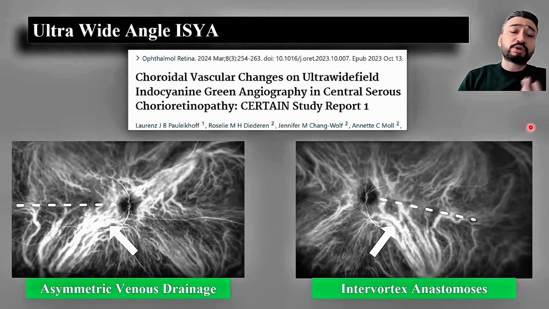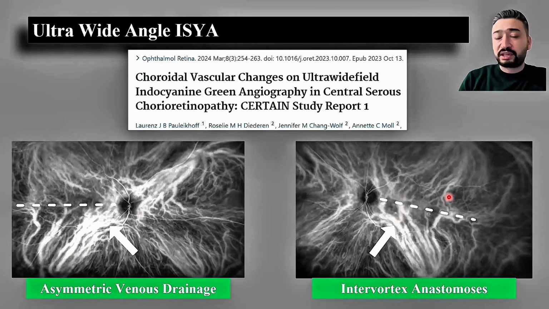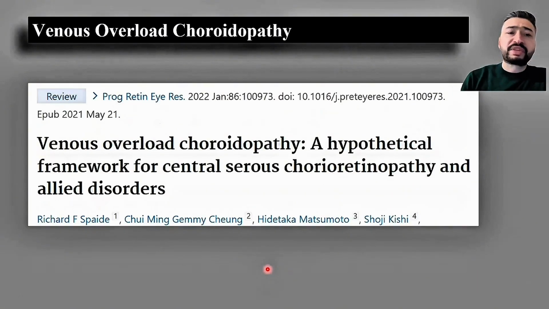Ultra-wide-field indocyanine green angiography confirmed these findings for us. As you can see here, there is asymmetric venous drainage from the inferior temporal and superior nasal. We are also seeing intervortex anastomoses here. Vessels originating from two different systems have formed an anastomosis. And when we take all of these findings into consideration, Spaide put forward the venous overload choroidopathy hypothesis.